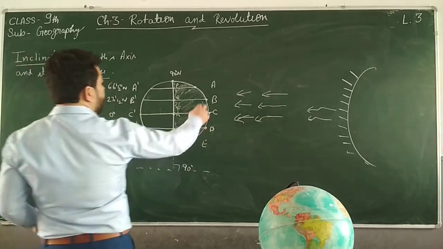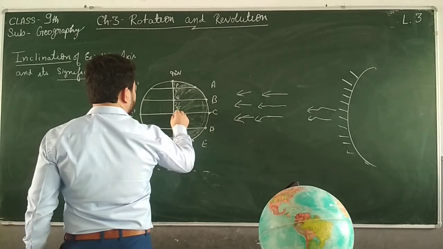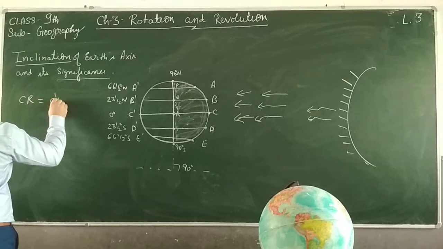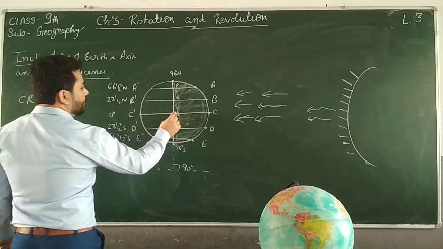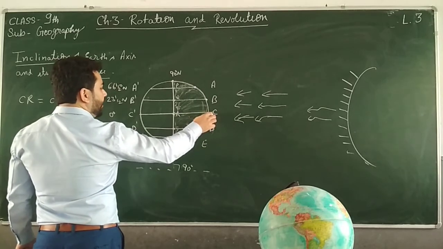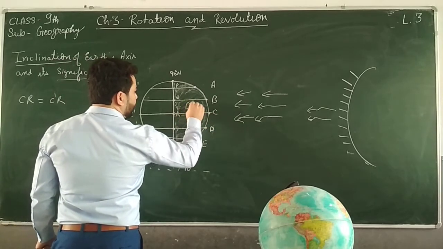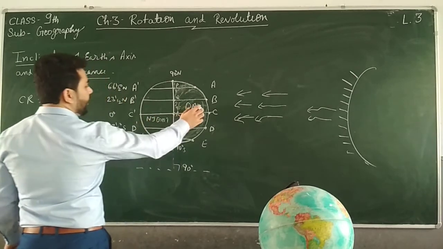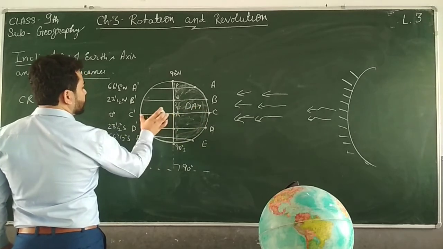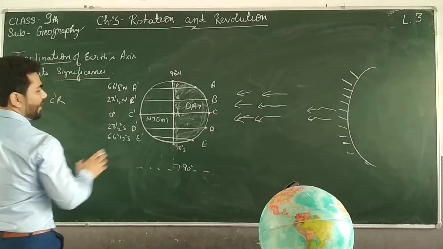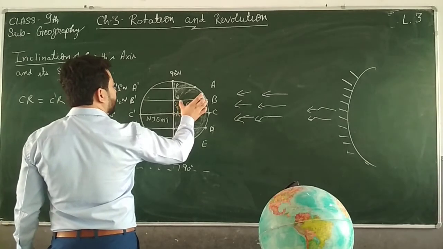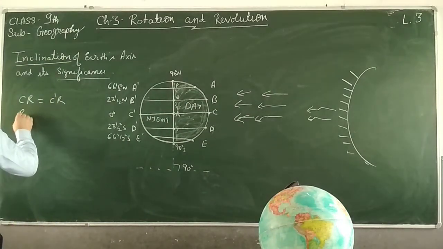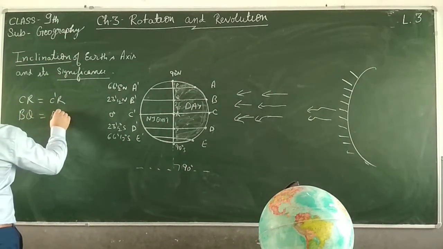Clear? So now I know that RC is equal to C dash R, or CR is equal to C dash R. It means at the equator the length of day and night, this is day and this is night, this CR is equal to C dash R, so both are equal. Likewise here the Tropic of Cancer, which passes through India also, the length of line BQ is equal to BQ dash.